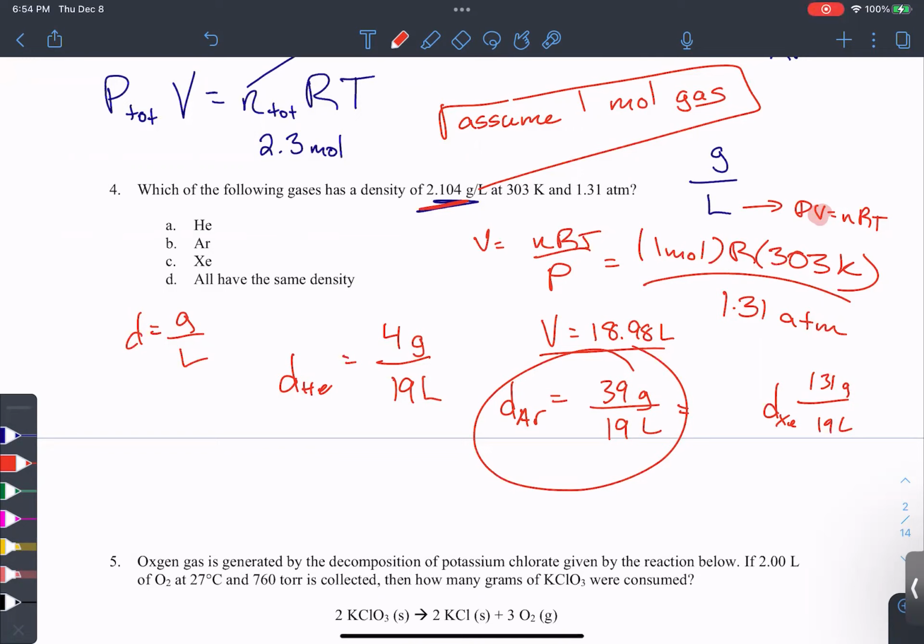That'll give you more accuracy, but sometimes I'm just lazy. Okay. All right.